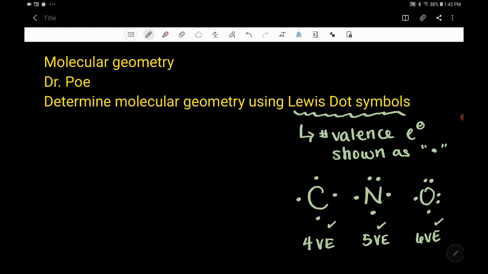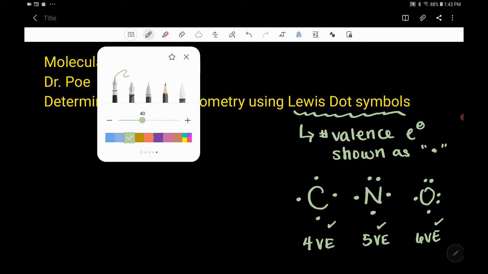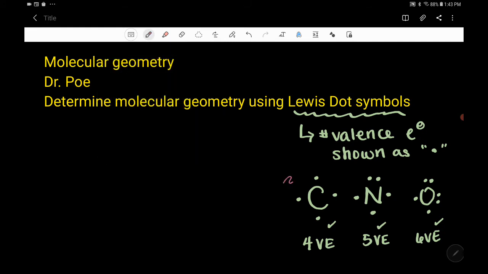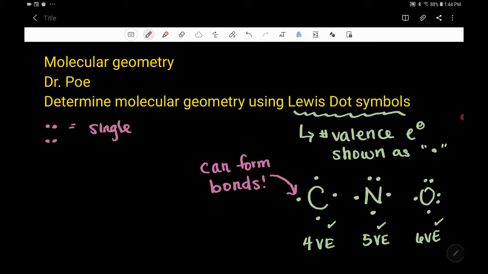These valence electrons are what's used in bonding, so let's name them. Single electrons are available for bonding. They want to form bonds; they want to pair up. And remember, two dots equal a single bond, four dots equal a double bond, and six dots equal a triple bond.